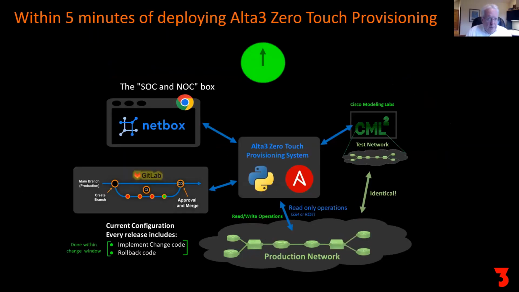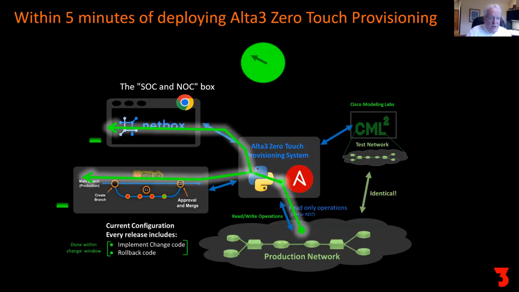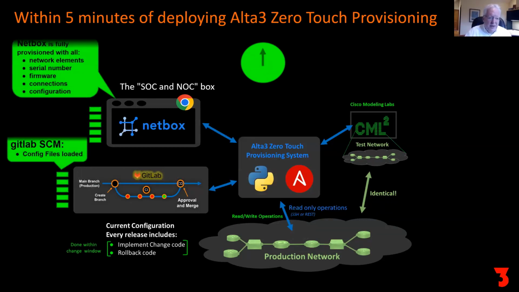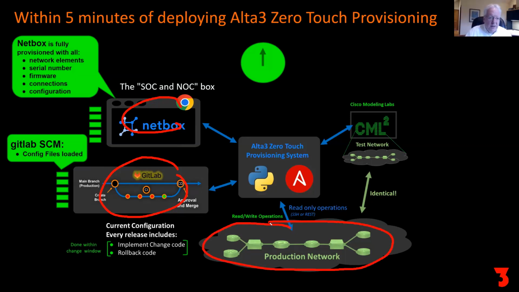Step number 1. Before I do anything NetDevOps, I deploy Alto 3 zero-touch provisioning. And what's going to happen within 5 minutes, as you see a little gas gauge filling up here, NetBox and GitLab or GitHub, whatever you care to use at this point, is completely filled up with the entire network. Now, this isn't really true. It's not 5 minutes. It's more like 40, 50 seconds. So I added a little padding right there.